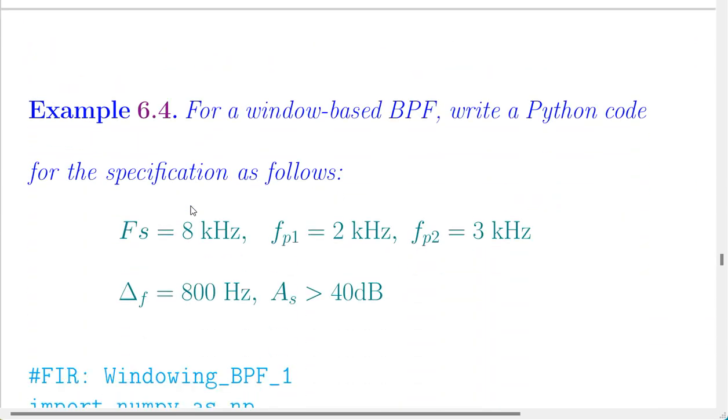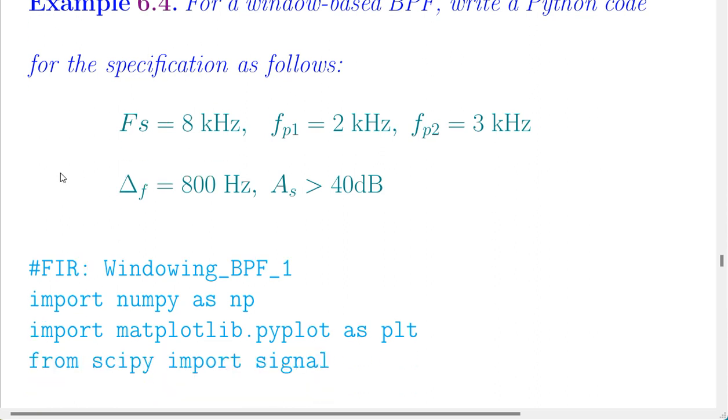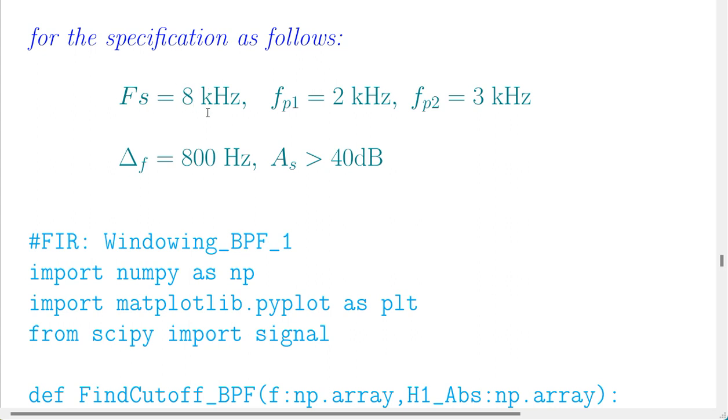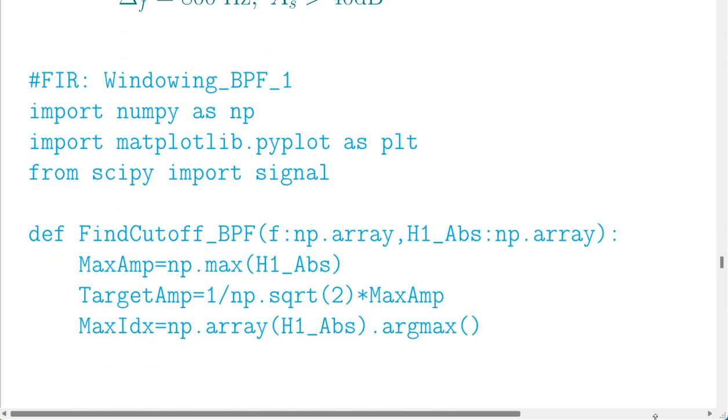And similar code. Now, for a window-based bandpass filter, write a Python code for the specification as follows. I will run it. Again, 8 kHz for Fs, the first passband 2 kHz, the second 3 kHz. We have two passband frequencies. Delta F is 800 and attenuation again 40 dB. Okay, now I'll run the program.